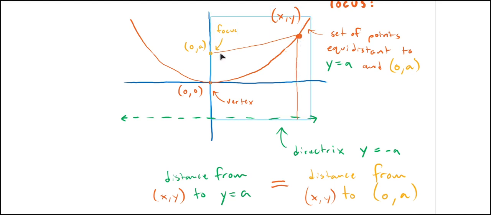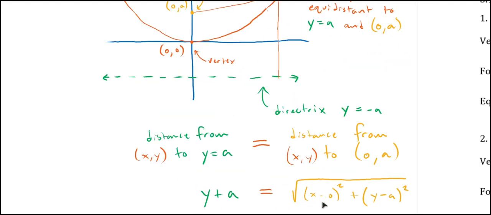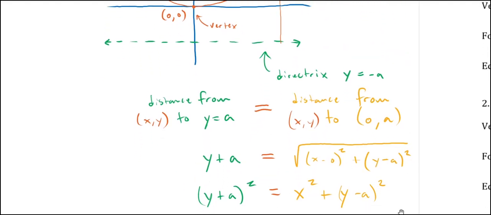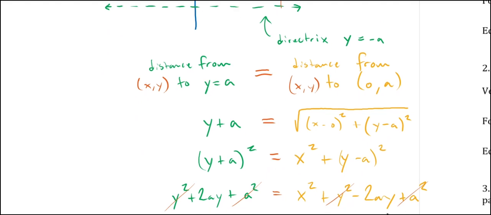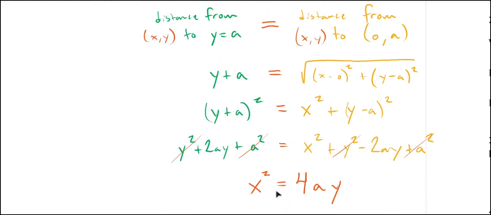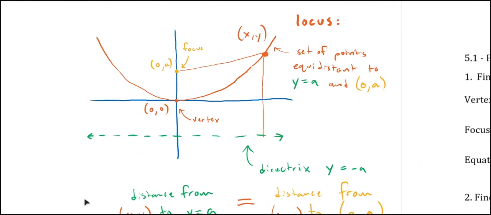We can use the distance formula to calculate the distance between x, y and 0, a. If we do that, we get the following two terms. Squaring both sides, expanding, and simplifying, we wind up with the equation x squared equals 4ay. This is going to be an important base equation for us to learn: the equation of an upward-facing parabola with vertex at the origin. Notice that our a here is the same a which told us the distance from the vertex to the focus and from the vertex to the directrix line.